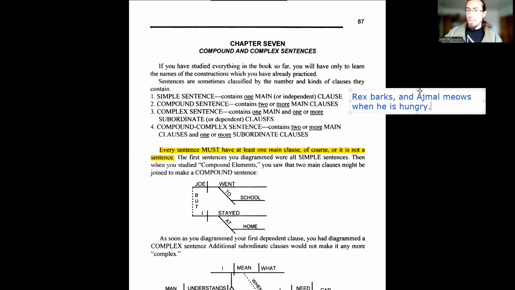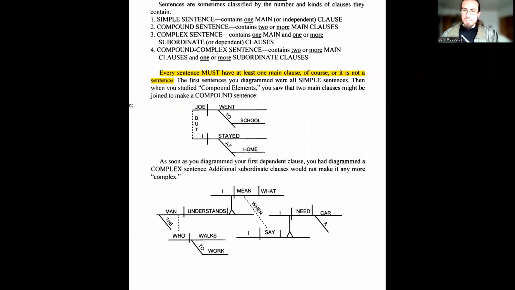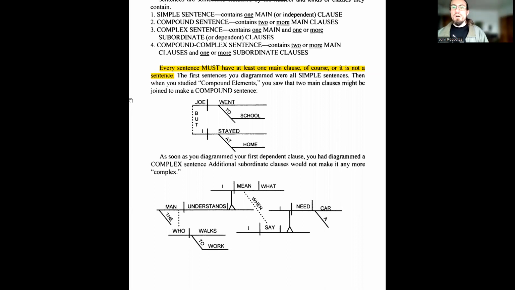So I could add more. I could add a whole bunch more. Rex, that dog, barks, and Edgemel, that cat, meows when he is hungry, right? And so on and so forth. You could add a lot to that. Sentences can actually be quite long as you punctuate them correctly and follow all of the rules. Every sentence must have at least one main clause. Otherwise, it's a sentence fragment. It's not a full sentence, of course, or it is not a sentence.